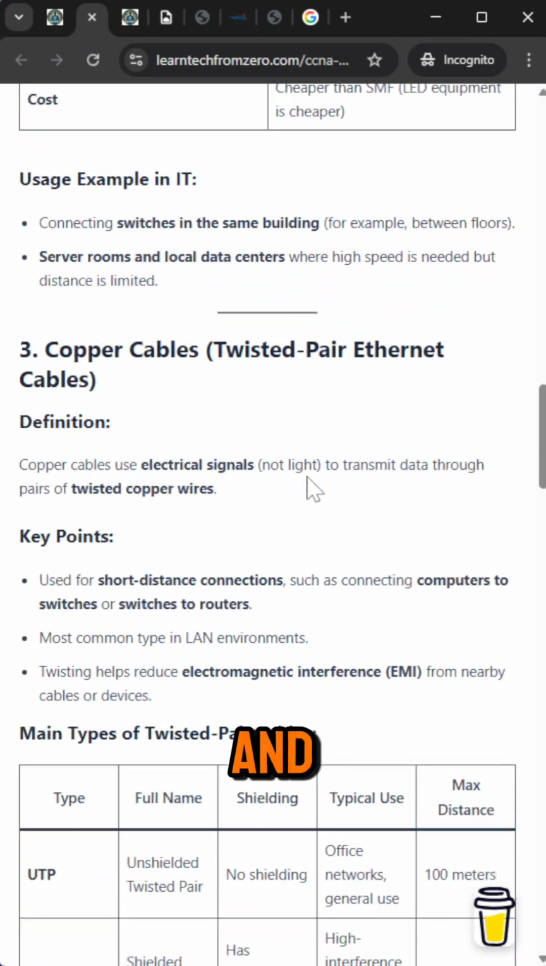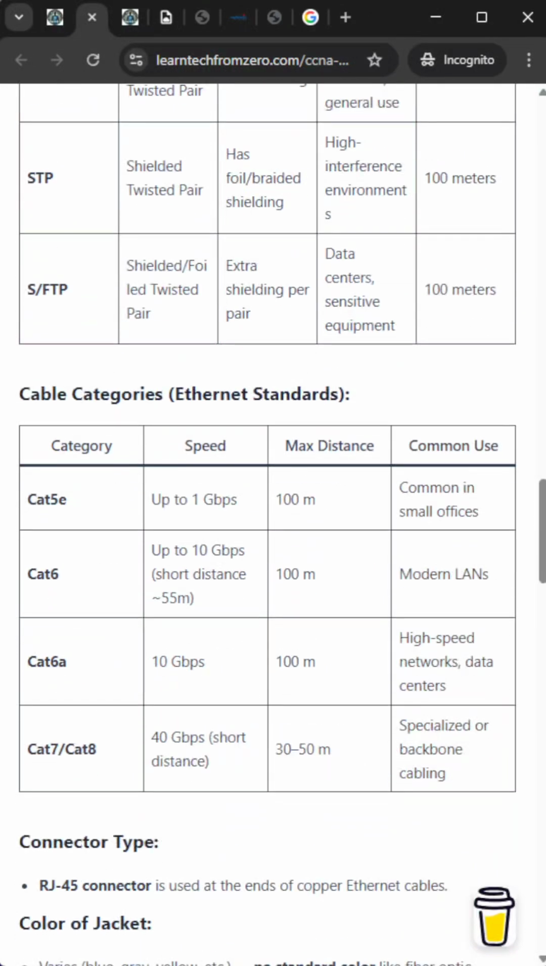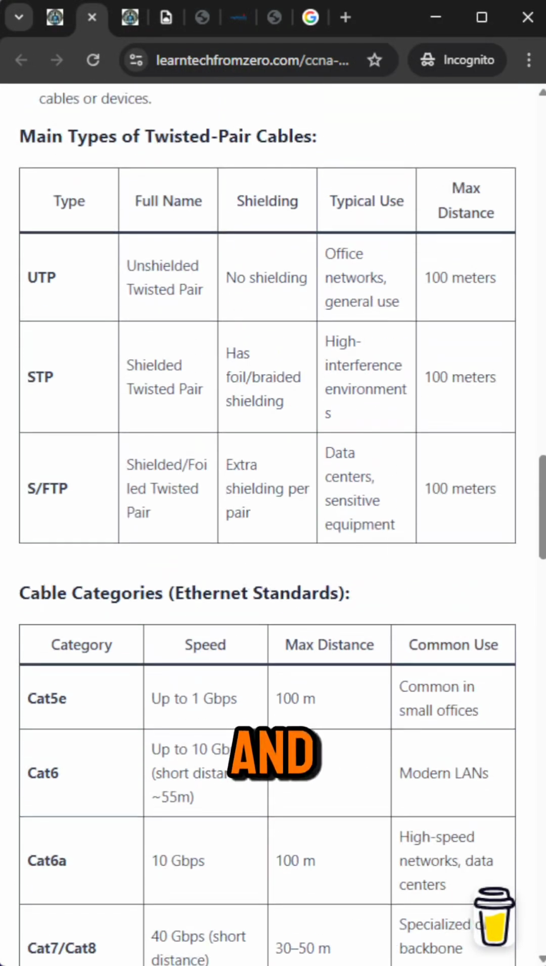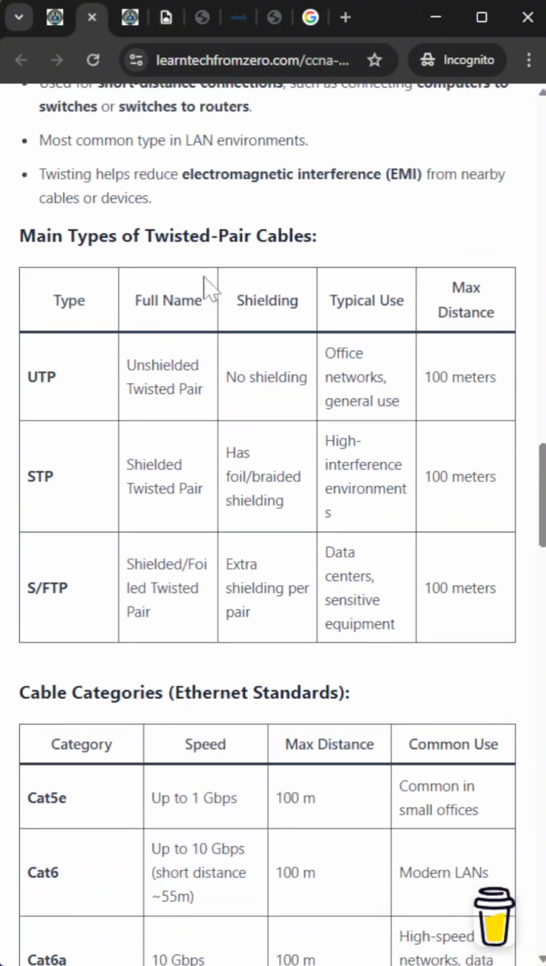And then you have copper cables, the Ethernet cables, the Cat cables, Cat 5, Cat 6, Cat 7 cables that we use on a regular basis. Those are called copper cables, twisted pair Ethernet cables. Their maximum distance is always 100 meters. And there are different types of those copper cables. Let me quickly show you.